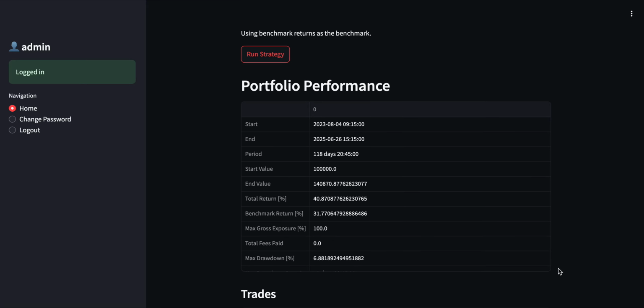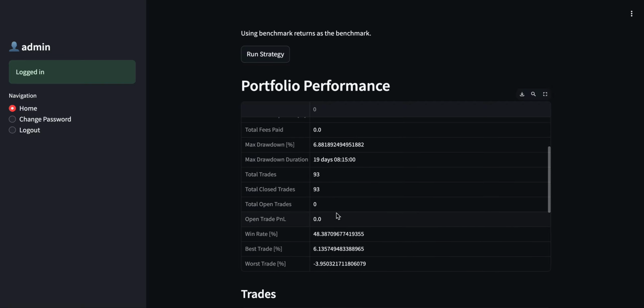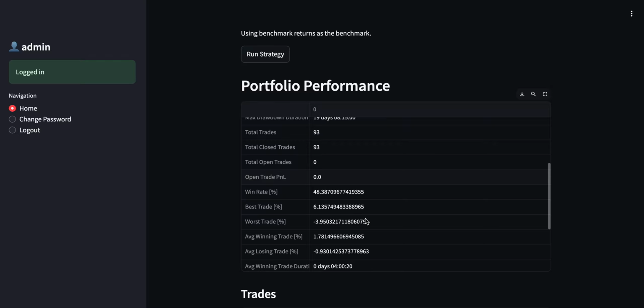So you can see that if I run this normal RSI strategy on NTPC, it has given me a 40% return. The benchmark return is 31%, and this strategy on NTPC has given me 40%, which is nice. My maximum drawdown is 6.8%, maximum drawdown duration is 19 days, total number of trades is 93, and win rate is 48%, which is quite good.